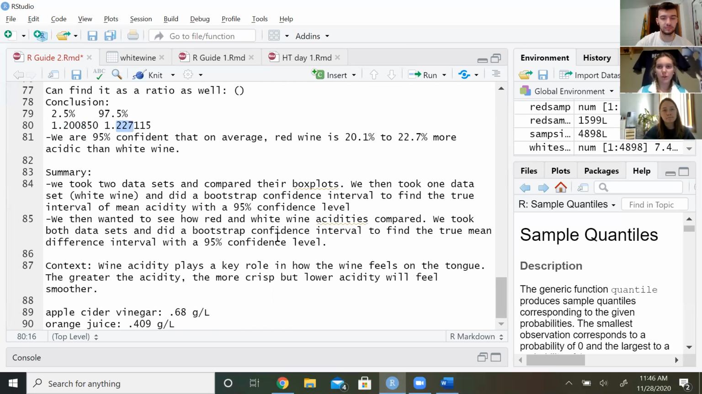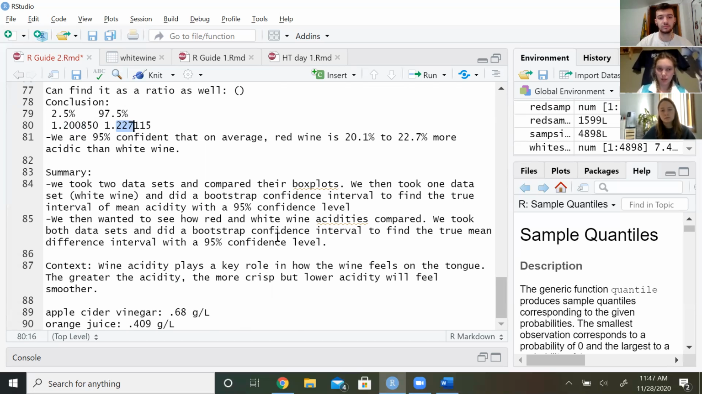So for our summary, we took 2 data sets and compared their box plots, and then we took 1 data set, which was the white wine, and did a Bootstrap confidence interval to find the true interval of mean acidity with a 95% confidence level. We then wanted to see how red and white wine acidities compared, so we took both data sets and did a Bootstrap confidence interval to find the true mean difference interval with a 95% confidence level.